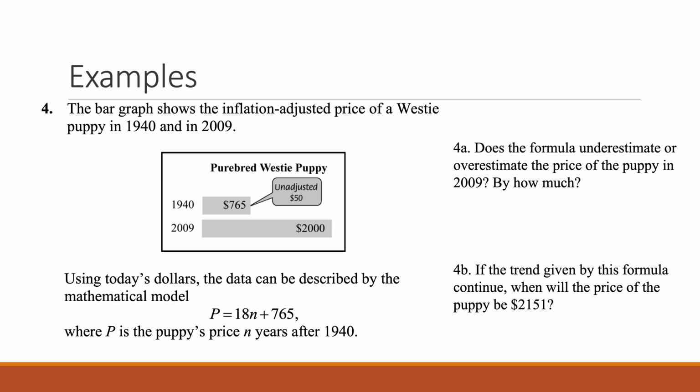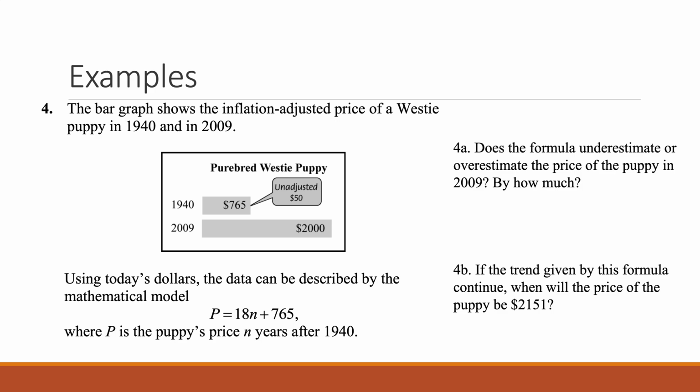The bar graph shows the inflation-adjusted price of a Westie puppy in 1940 and again in 2009. And certainly this is before the current inflation-adjusted price. Using today's dollars, the data can be described by the mathematical model. So here's the equation, and this is the thing that matters. P equals 18N plus 765, where P is the puppy's price N years after 1940. Does the formula underestimate or overestimate the price of a puppy? By how much?